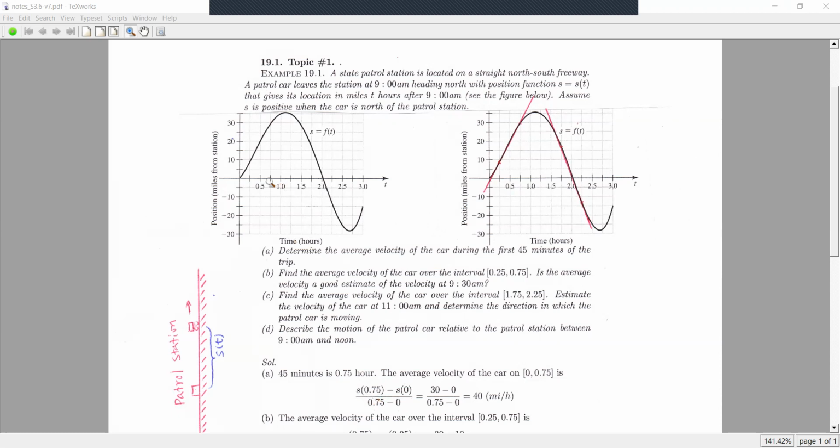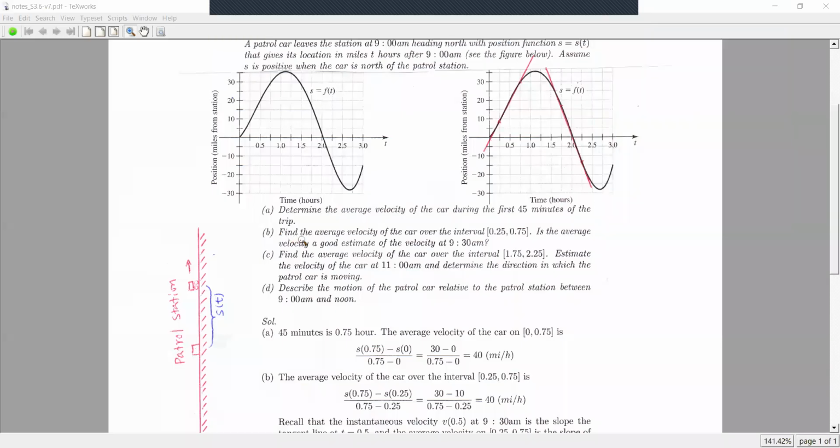From the diagram, when time is 0.75, 0.75 is here. The height of the graph is 30. So therefore, the location of the car at 0.75 is 30 miles north of the station. The position of the car when time is 0 is 0. So the average velocity is 40 miles per hour.